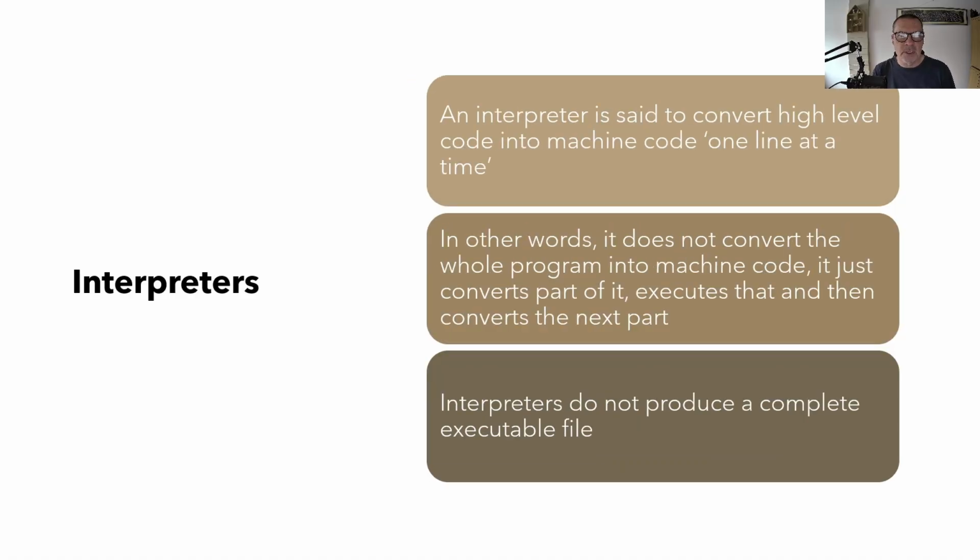An interpreter is said to convert high-level code into machine code one line at a time, although it's not actually literally one line. That's what's normally said, and it's an easy way of framing it. In other words, it doesn't convert the whole program into machine code. It just converts part of it, executes that, and then converts the next part, and so on. Interpreters do not produce a complete executable file.